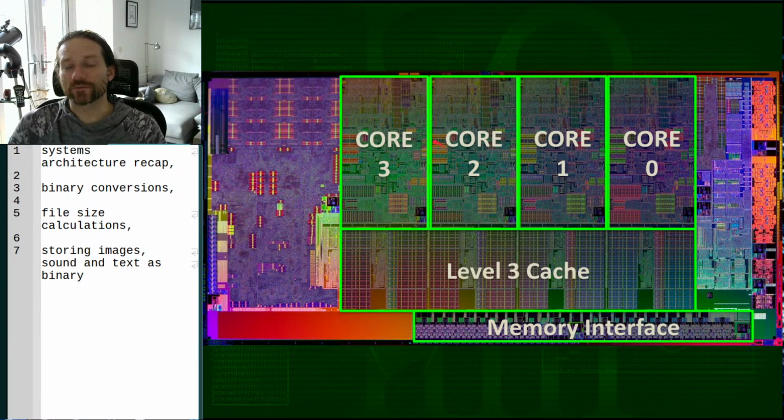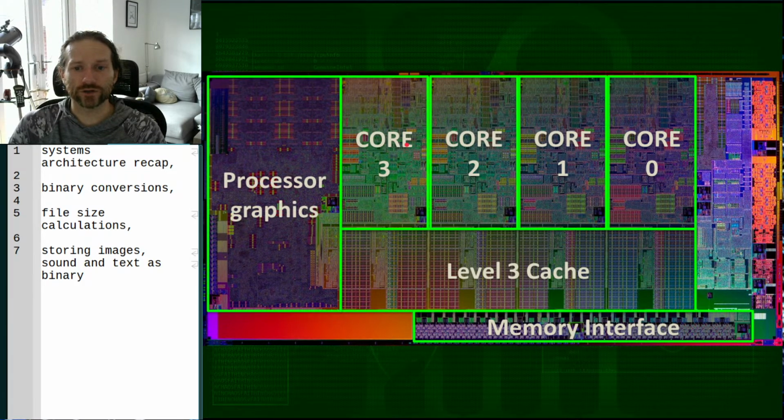Cool. So, cache, clock speed, number of cores.